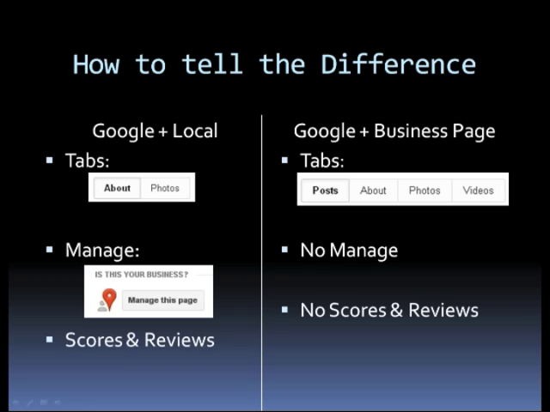Well, before we can merge the two listings, we really should figure out how we can tell the difference between them. The Google Plus local pages, these are the new Google Places. So here, this is where you're going to see the Zagat scores, you're going to see a map, you're going to see a description of the business with contact information, hours of operation, and so on.